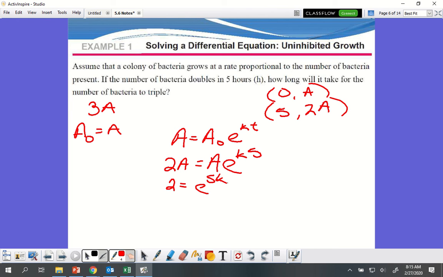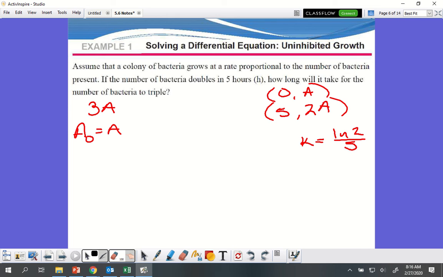All right, ln both sides. So I'm going to end up having ln of 2 is equal to 5k. And then divide by 5. So k is equal to ln 2 over 5. I'm hoping someone is not napping, they're actually writing it down. All right, I'm going to erase this part here. So now I have the k value.